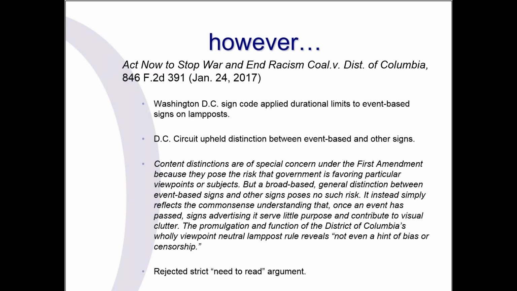So in this case, the Washington, D.C. sign code applied durational limitations to event-based signs on lampposts, but did not apply those same durational limits to non-event-based signs. The plaintiffs challenged that, and the D.C. Circuit ended up upholding this distinction. And I have quoted some language from the decision there. Basically, they felt that it was a common sense distinction and it had nothing to do with viewpoints or subjects. They rejected the plaintiff's urging to apply the need to read standard that was sort of implied in Reed versus Gilbert.